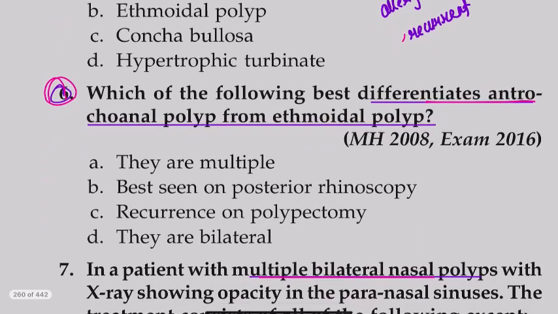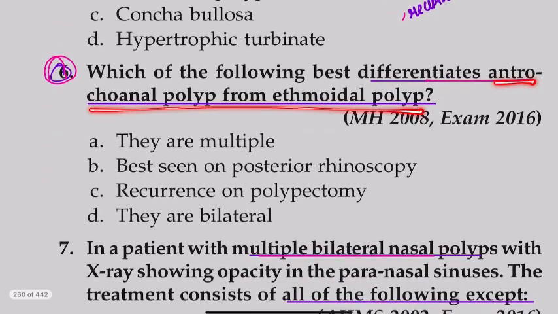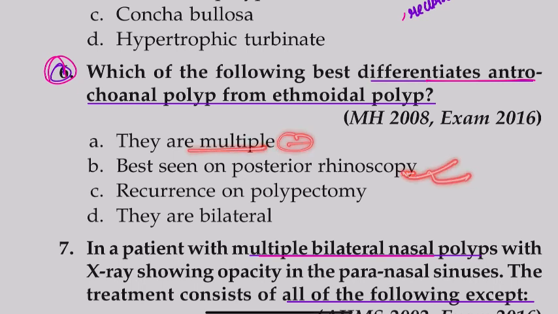Which of the following best differentiates antrochoanal polyp from ethmoidal polyp? Antrochoanal polyps are multiple? No, they are not. Best seen in posterior rhinoscopy? Okay, they are seen in posterior rhinoscopy. Recurrence on polypectomy? No, they do not recur on polypectomy, so that is also a wrong statement. They are bilateral? No, they are unilateral. So best seen on posterior rhinoscopy is the right answer, because antrochoanal polyps go posteriorly toward the choana.